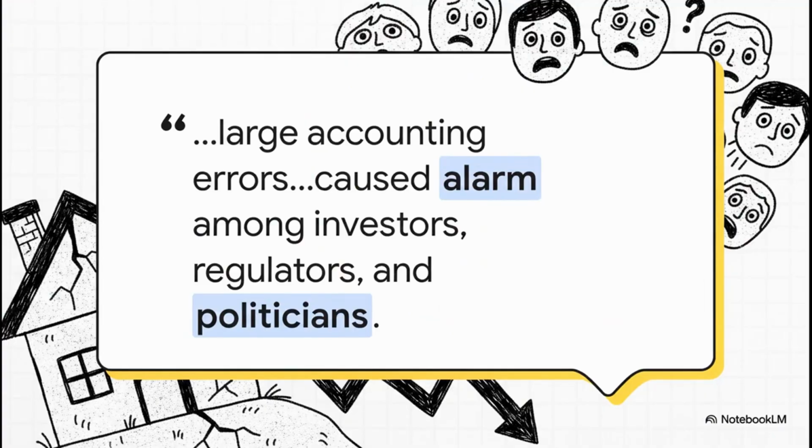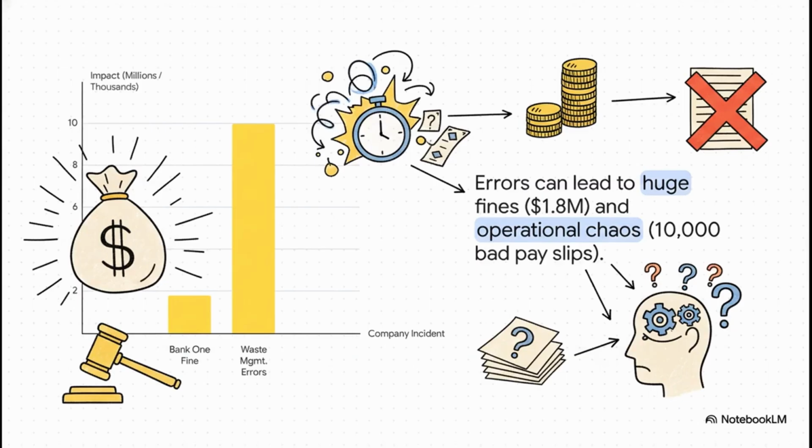Just look at the case of Fannie Mae. When they had to announce a series of major accounting errors, it sent absolute shockwaves through the market. The quote here says it caused alarm among investors, regulators, and politicians. And why? Because it made everyone wonder what other huge problems might be hiding in the supercritical home mortgage market. And that's not just a one-off thing.